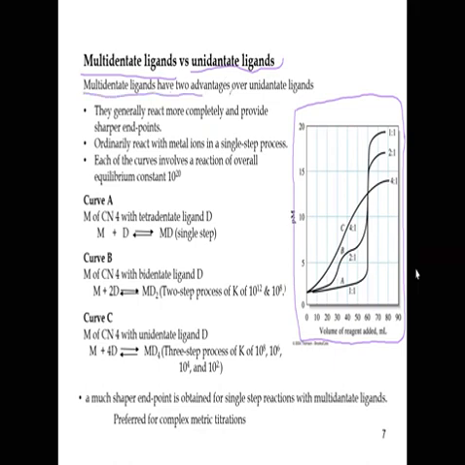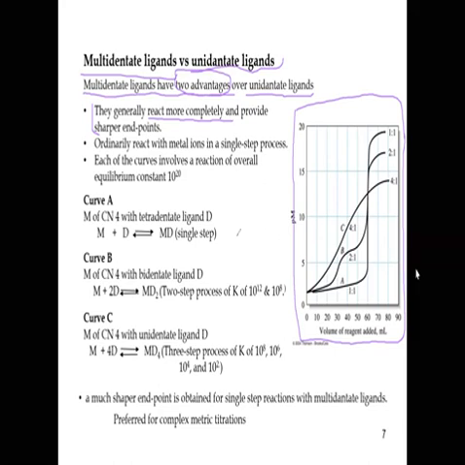So what are the advantages of multidentate ligands? Multidentate ligands have two advantages over unidentate ligands. Now you understand multidentate ligands are much more favorable than unidentate ligands. Why? They generally react more completely, and they provide a sharper endpoint.